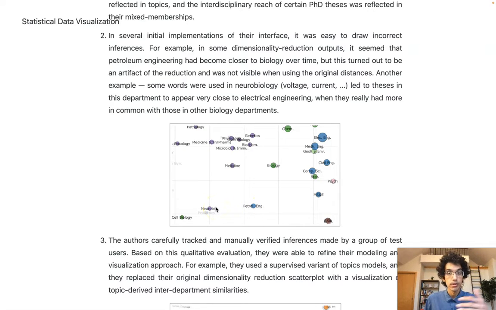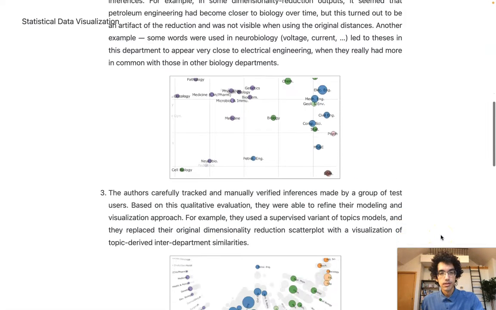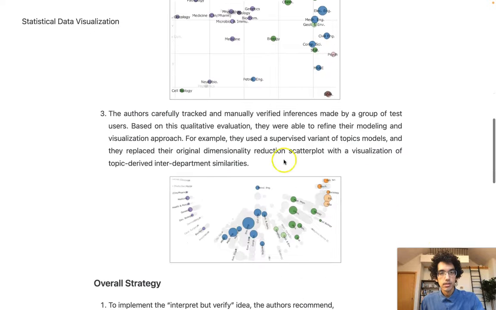Right? So that's an example where you really would want to go back and look at the original theses in the petroleum engineering department and see, do they really have topics related to biology? Right. So they have some examples where they would go back and forth between that original approach to visualization and then some refined approaches.